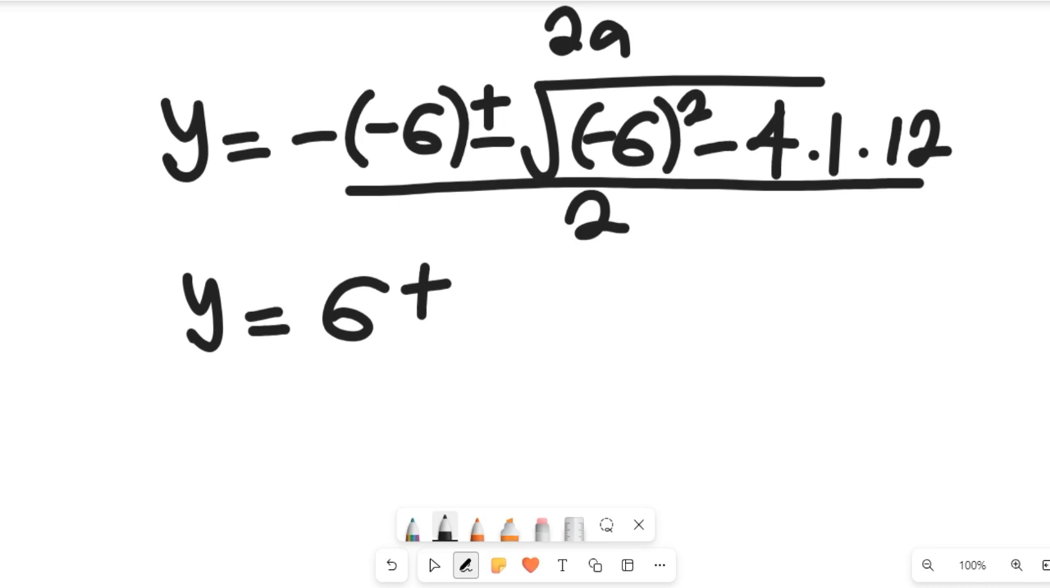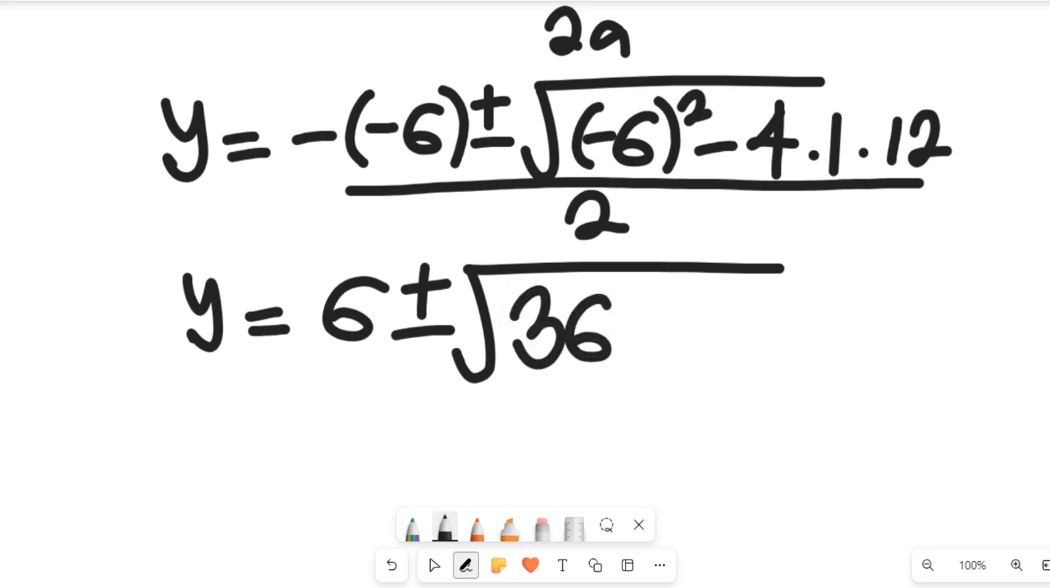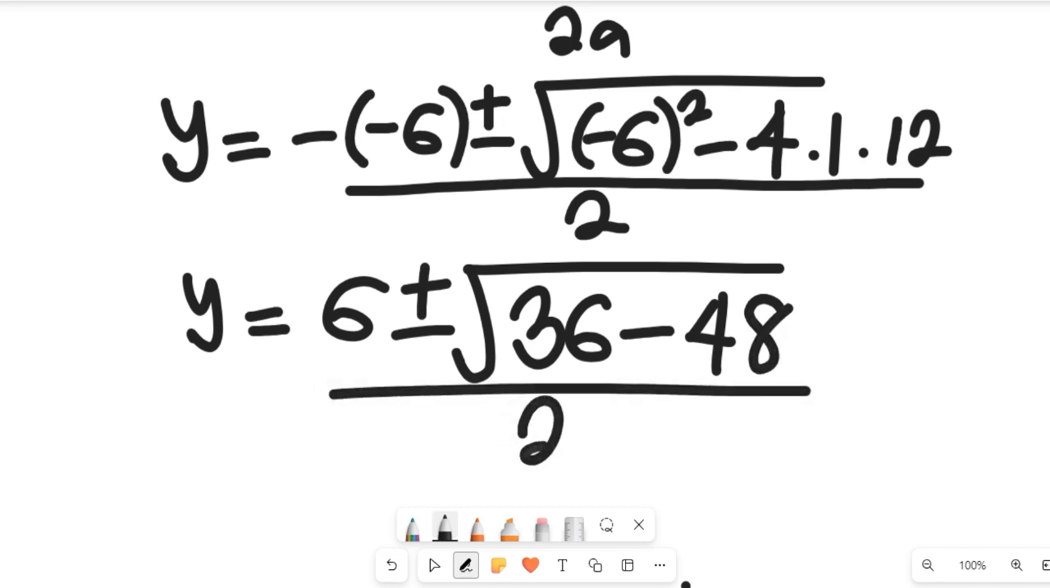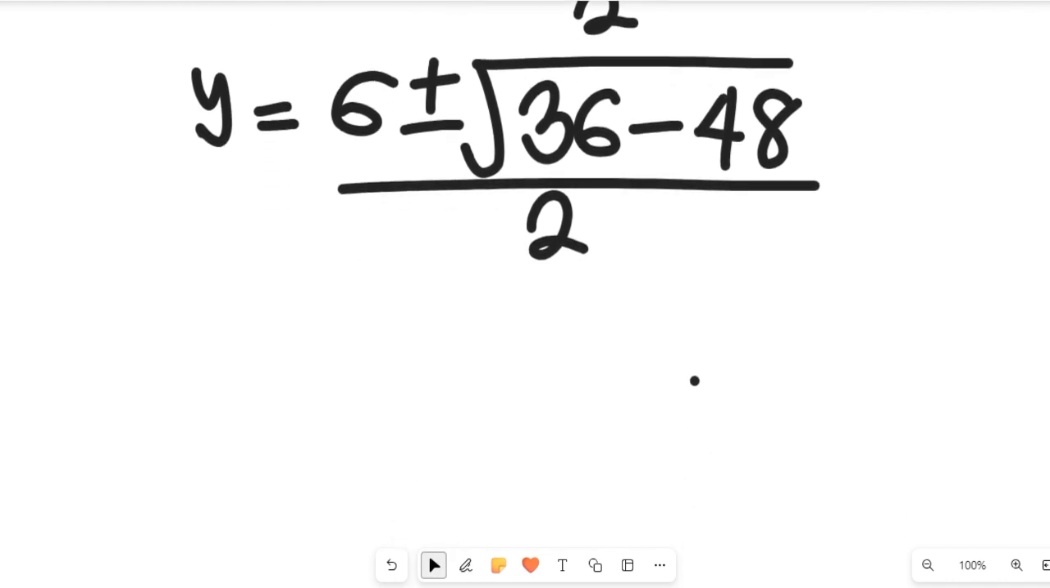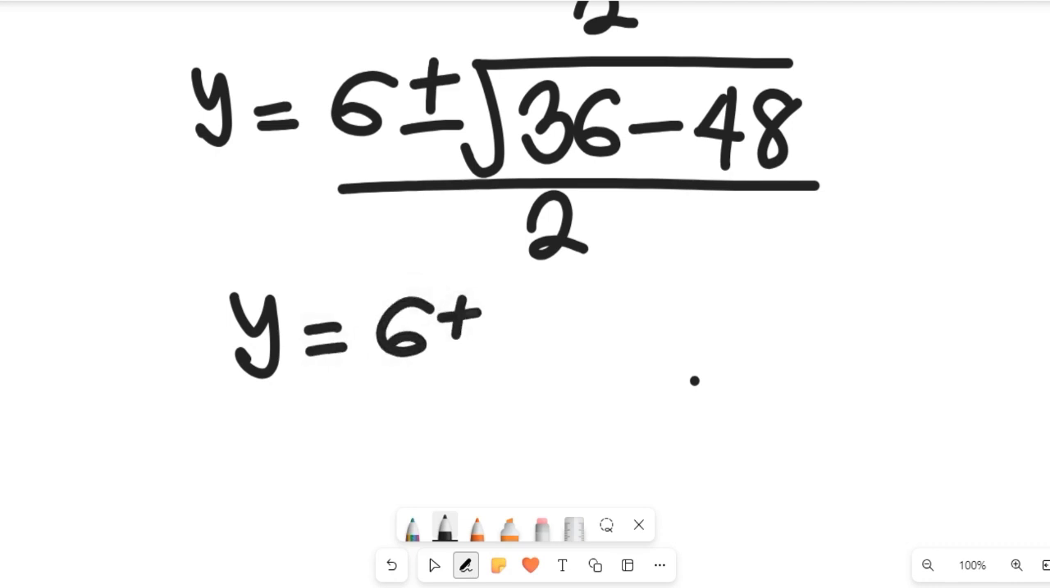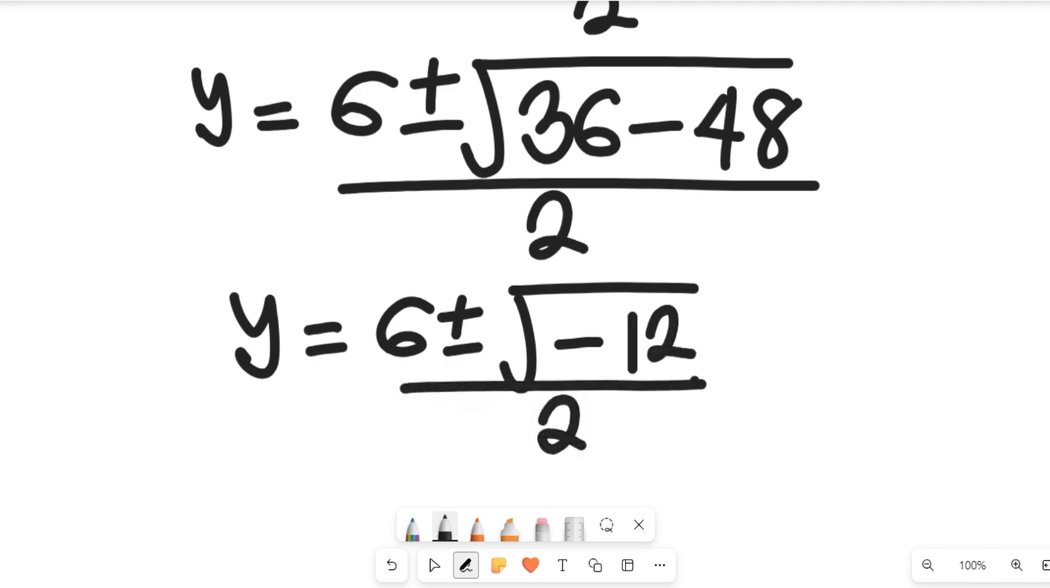times minus is plus, plus or minus the square root of 6 squared, which is going to give us 36, right? Negative 6 squared minus 4 times 12 is going to give us 48, and this whole thing will be divided by 2. Great. So if we simplify this, we'll have our y equal to 6 plus or minus the square root of 36 minus 48, which gives us negative 12, and this will be divided by 2.